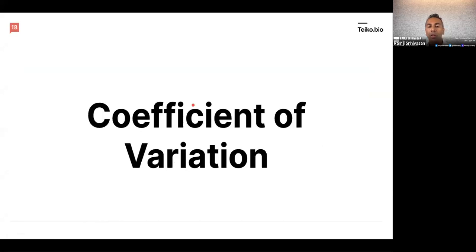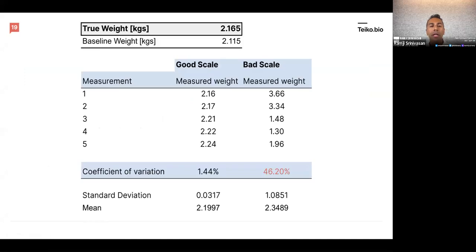So just a quick tutorial on, and a reminder of, coefficient of variation. Going back to the baby example, her weight is 2.165 kg after day 1. Her baseline weight is 2.115 kg. So imagine you have a good scale that is measuring her weight reliably. Just by eye, you can see that each measurement over here, 2.16, 2.22, these all seem around the same range. And the coefficient of variation, therefore, is quite small, 1.44%. It's computed just by taking the standard deviation across these measures and dividing by the mean.